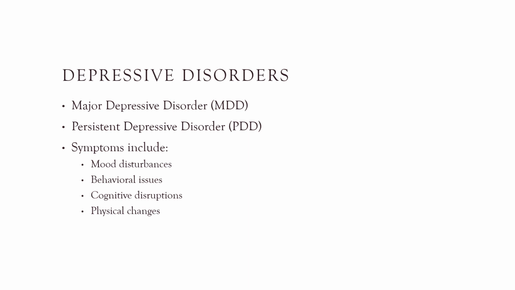Some of the symptoms include obviously things like mood disturbances, behavioral issues, cognitive disruptions, and physical changes. So there's these 4 different categories of symptoms. Some of those might be self-explanatory, but with mood disturbances, as the name implies, it's almost always going to be a depressed mood. So people are going to have extreme sadness. They also will suffer from something called anhedonia, which is essentially where they no longer get pleasure from the activities they used to find enjoyable.